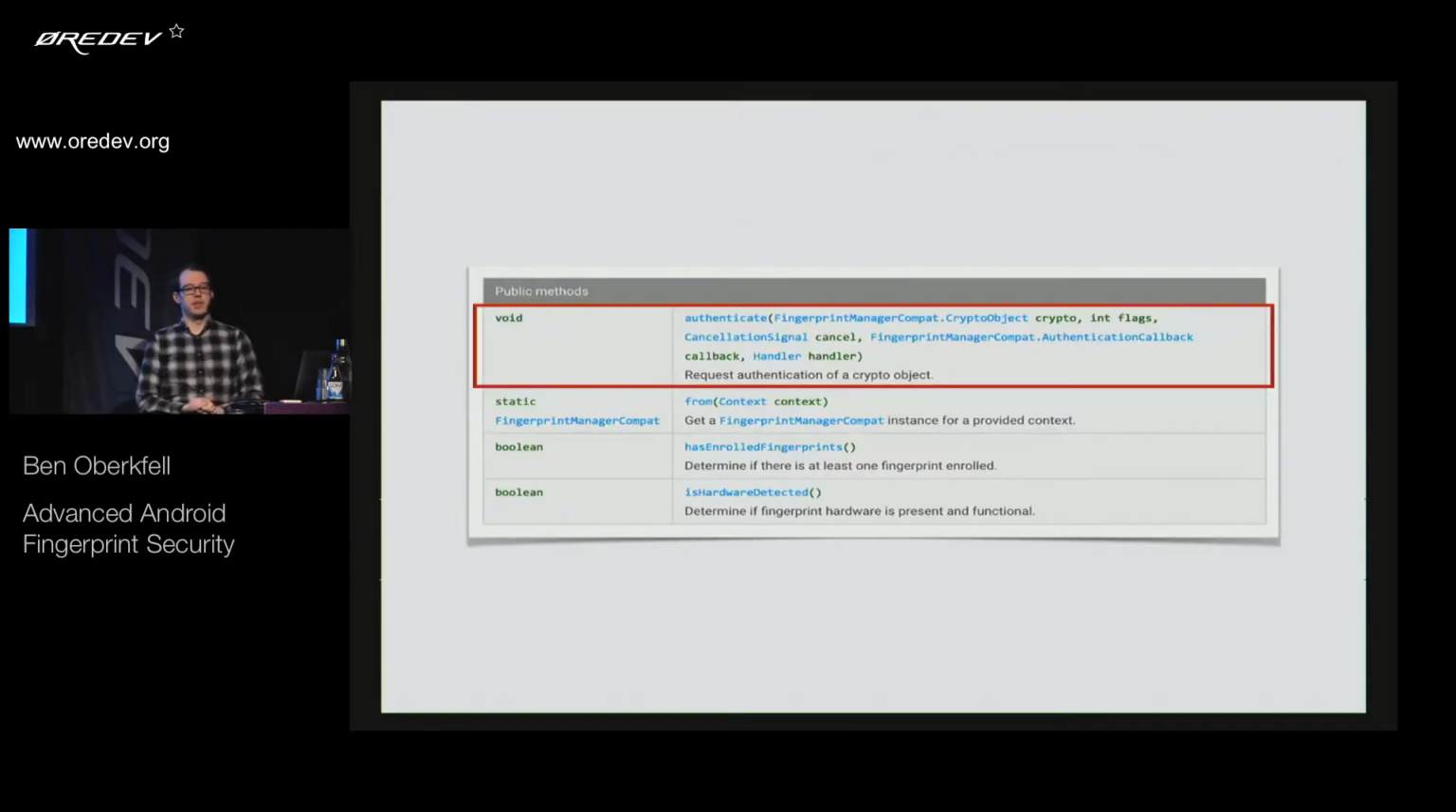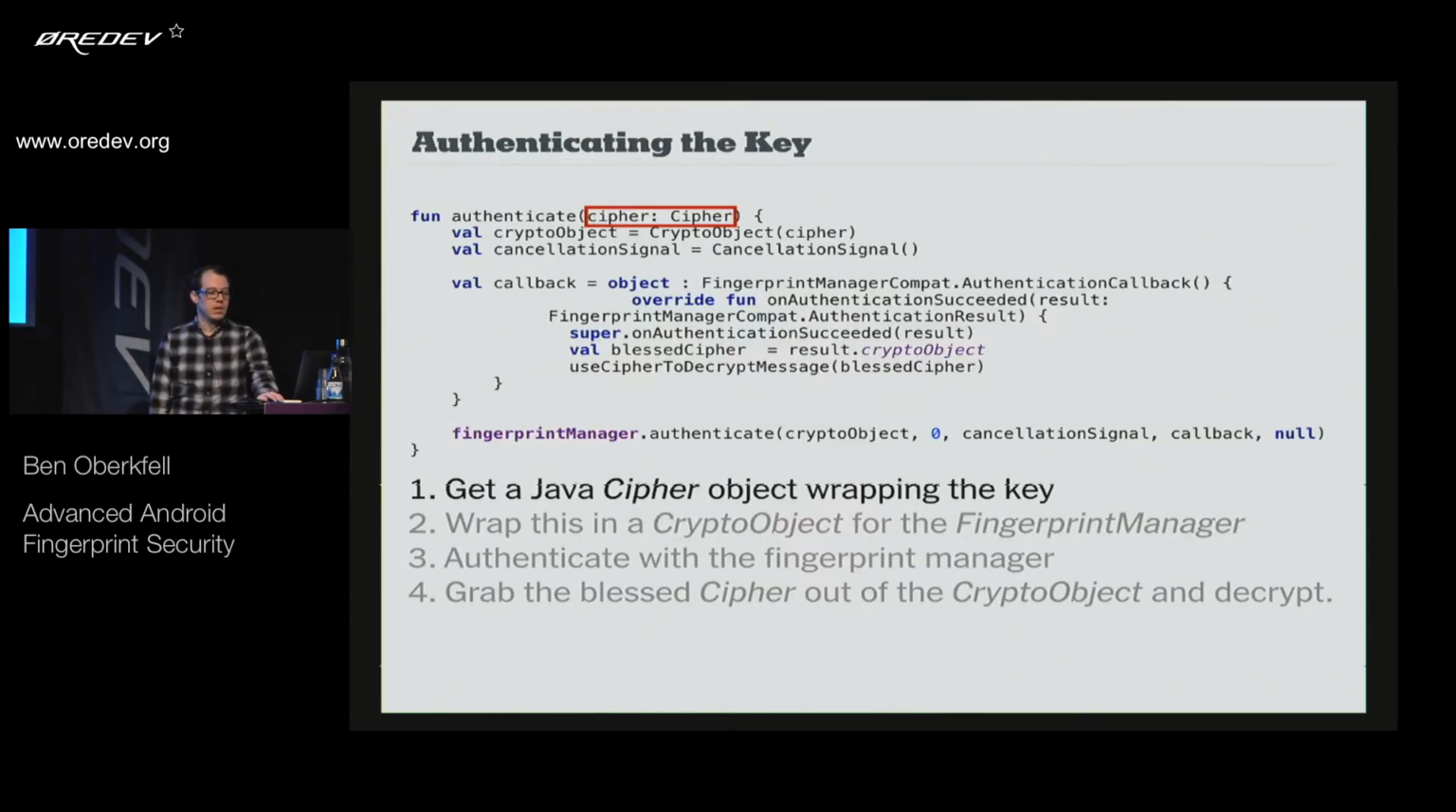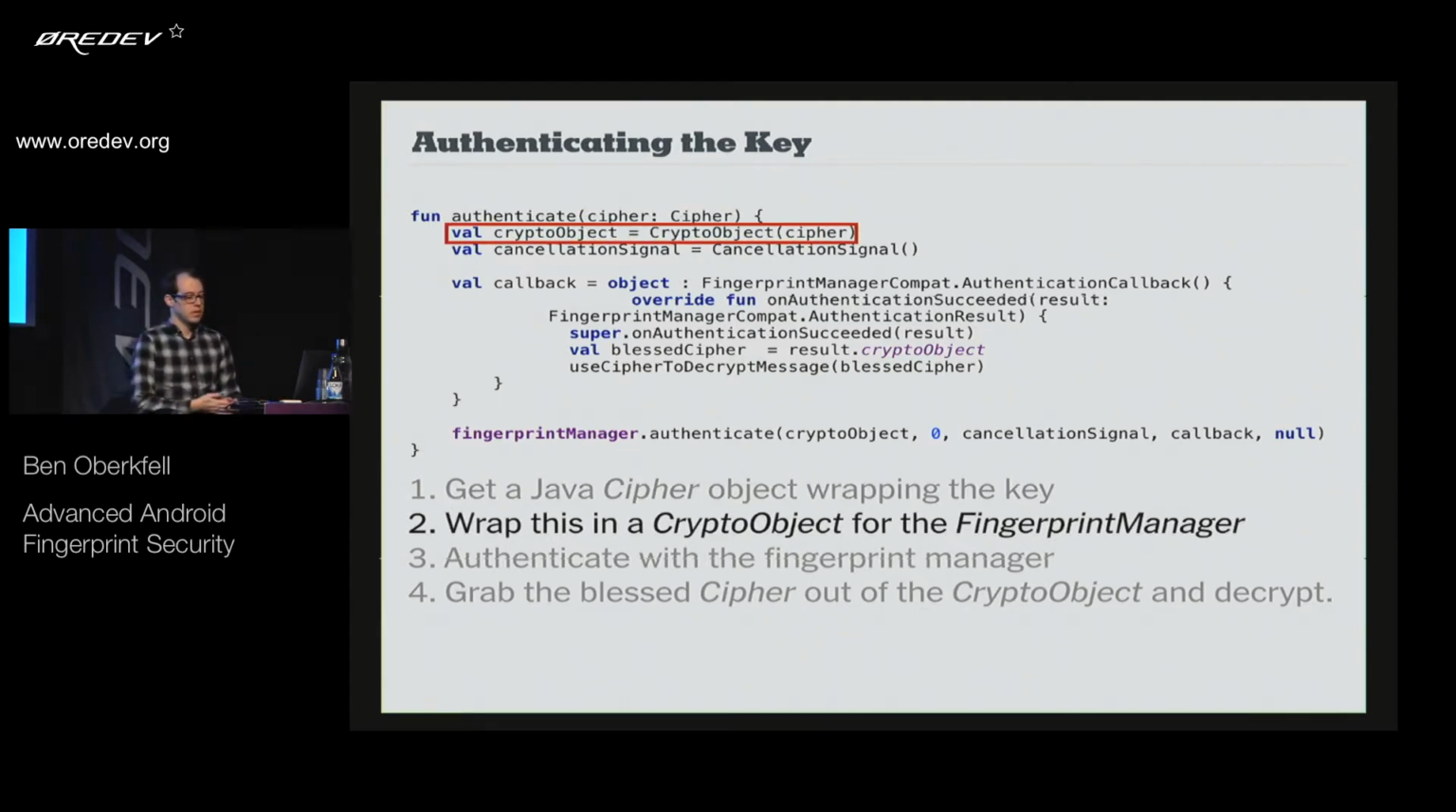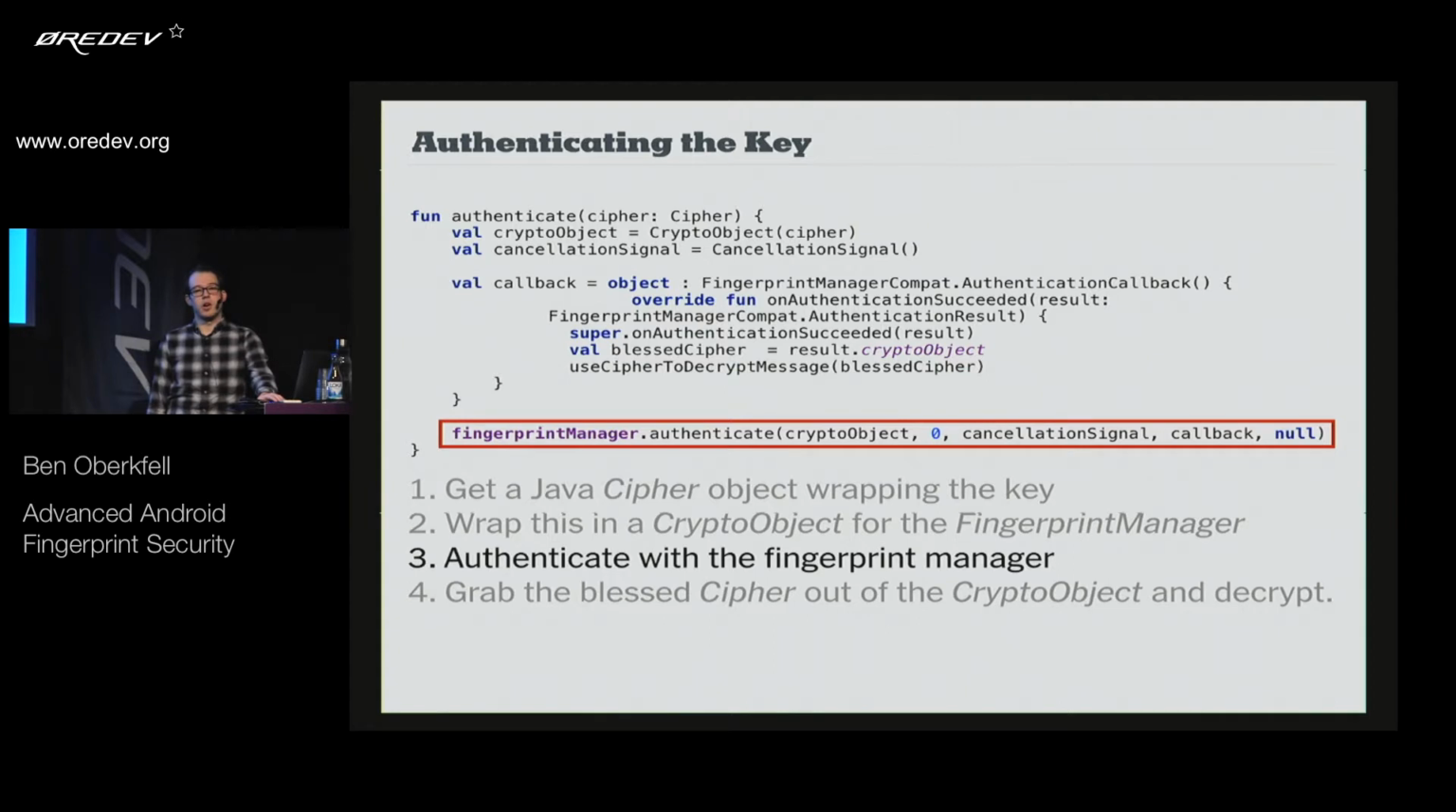So let's go back to this method here for authentication. Now that we have our cipher, we can go and get a crypto object that wraps it. And the crypto object, like I said, wraps these Java crypto primitives. So you can wrap a cipher. If you're doing public key signing, you can also wrap a signature object from the same Java crypto package. But we're going to use a cipher today. And then we're going to call authenticate on the fingerprint manager with that crypto object.